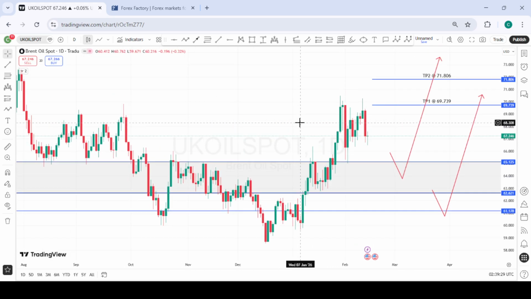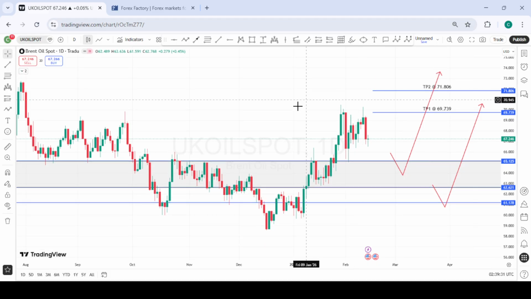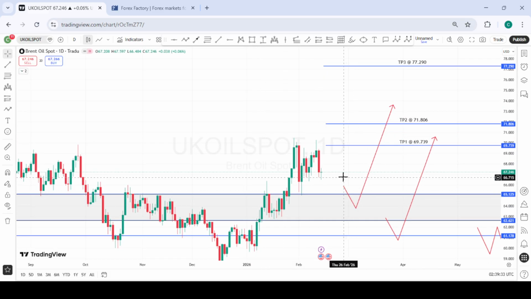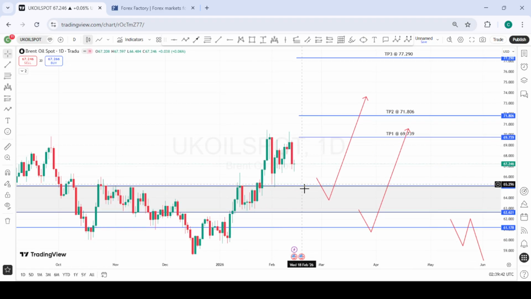We have here Ukoil. So last week we anticipated that price was going to pull back to this area of interest to give us buying opportunities. Price didn't make its way there. So going into next week, we are still going to look at the same setup. We are waiting for price to retest this zone and to give us clean bullish opportunities from either this zone or the second zone below. Then we look out for the buying opportunities to the upside.